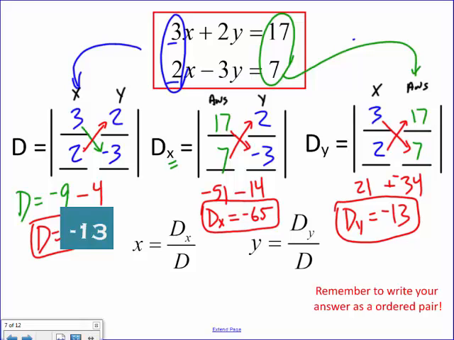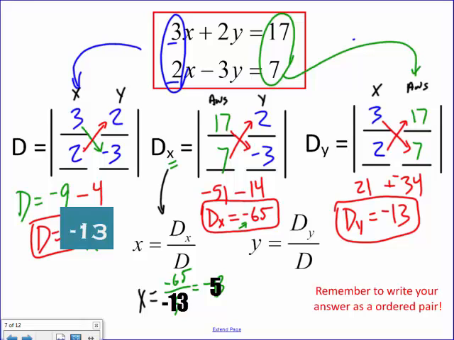Okay, so how does that help me? Well, down here, if you notice, we have this. x equals the determinant of x divided by the determinant. So to solve for x, all we do is we take the determinant of x, which was what? Negative 65. And we divide by the determinant, which is 5. So x would equal negative 13.